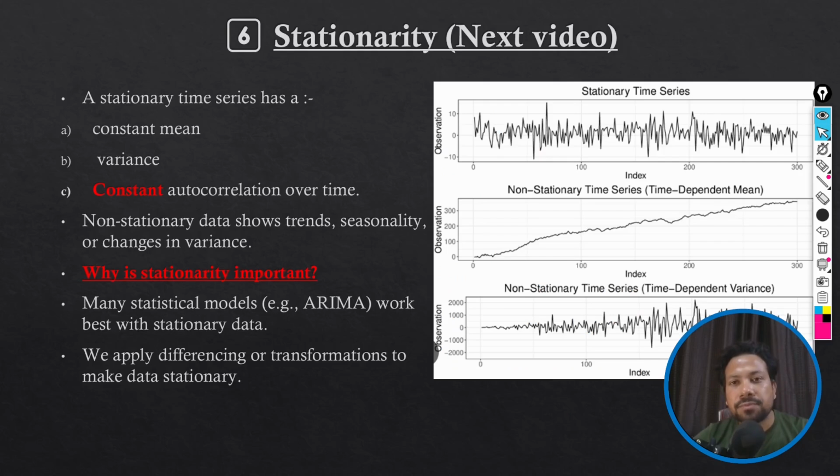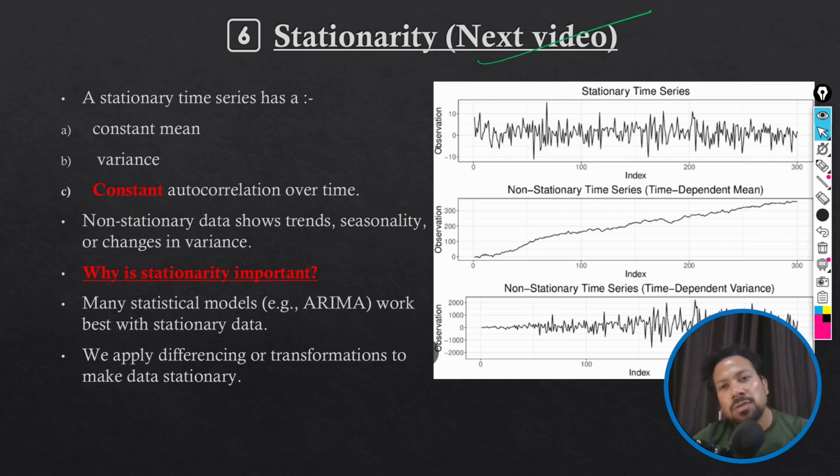Okay, now the sixth characteristic is stationarity, and I'm going to talk about this particular characteristic in my next video in full detail, because it is a very interesting topic. To understand time series data, you have to grasp the stationarity topic in great depth. So I'm going to explain it in my next video.